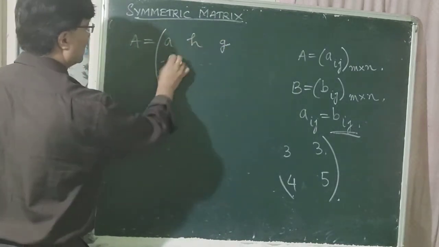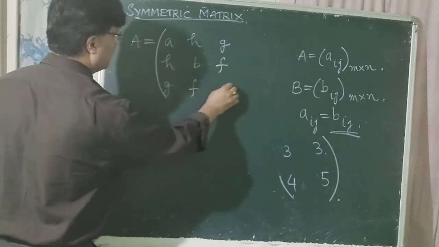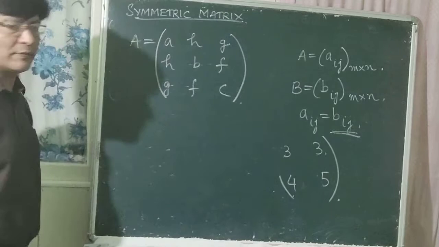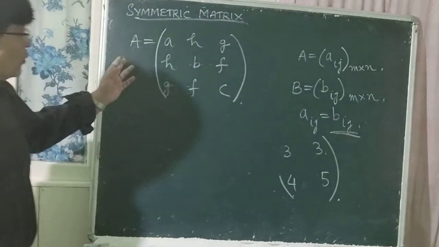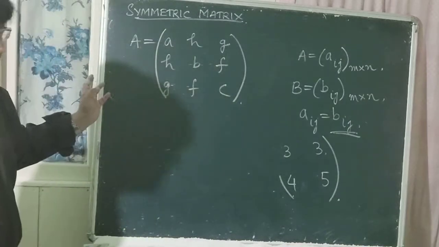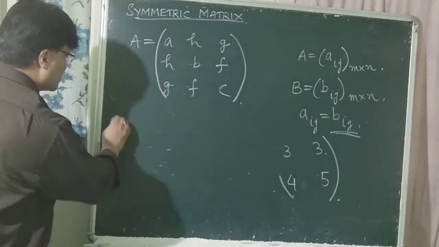AHG, HBF, ZFC, right? What is the first row here? AHG. What is the second row here? HBF. And what is the third row here? It is ZFC. Let us transpose this.